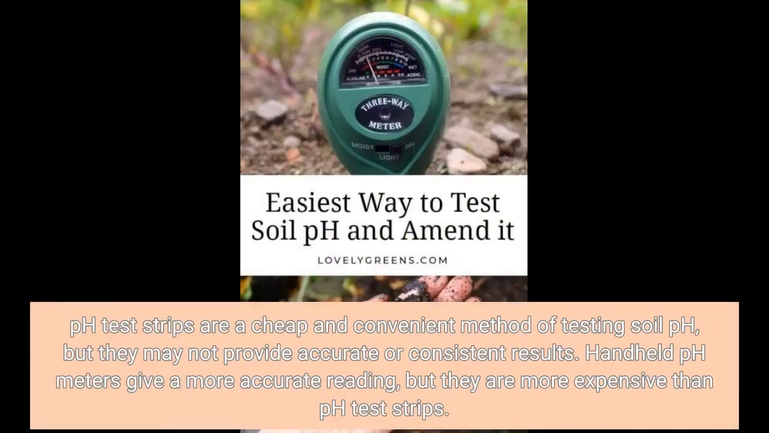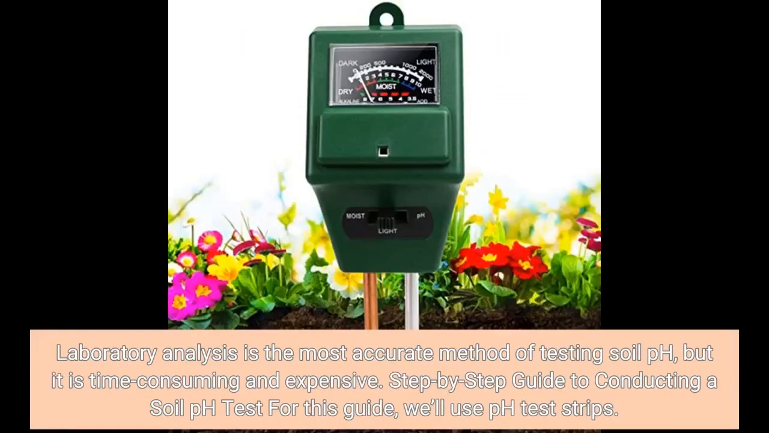pH test strips are a cheap and convenient method of testing soil pH, but they may not provide accurate or consistent results. Handheld pH meters give a more accurate reading, but they are more expensive than pH test strips. Laboratory analysis is the most accurate method of testing soil pH, but it is time-consuming and expensive.